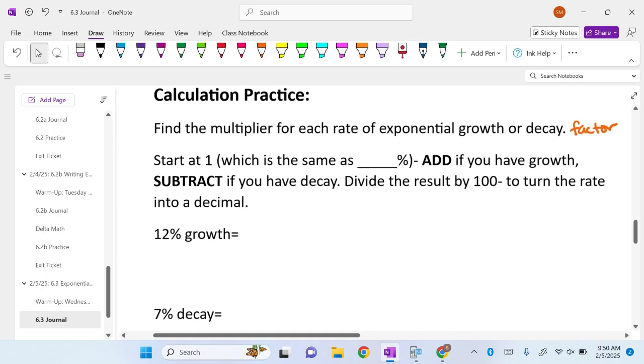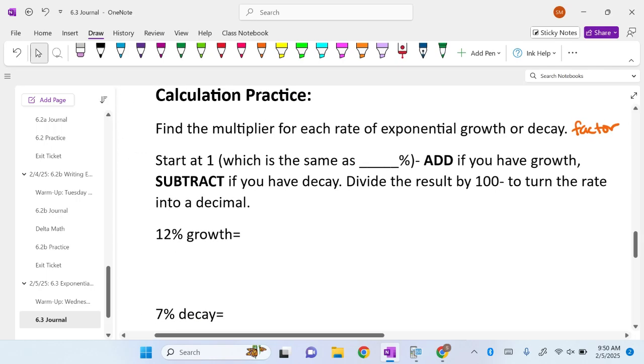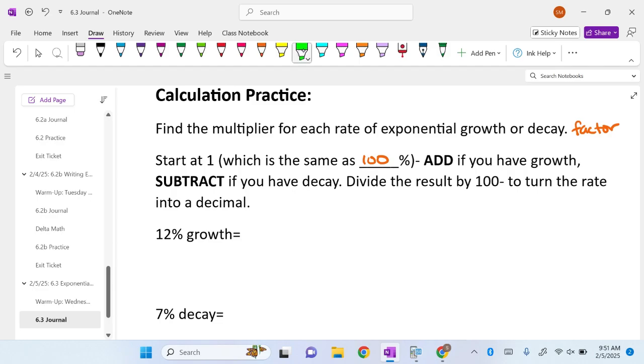Now, the method you use for this is that you start at 1. What is 1 the same thing as a percent? So 1 is equal to what as a percent? 100%. That's what that 1 represents. We're subtracting it from 100%. Then we add the growth. If it's growth, we're adding that rate. If it's decay, we're subtracting that rate. And we would divide the result by 100 to turn the rate into a decimal.